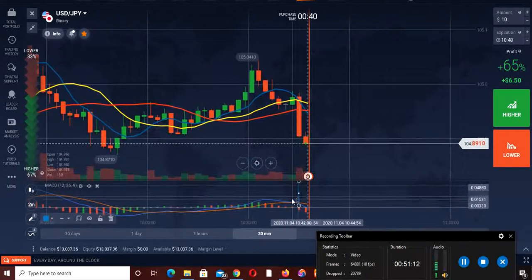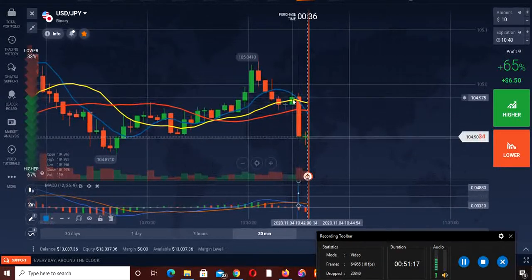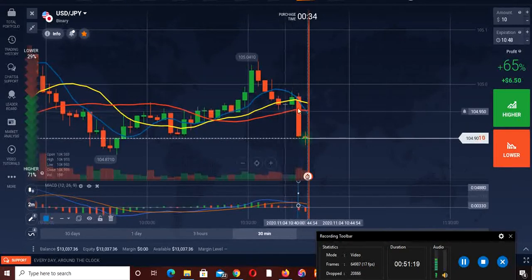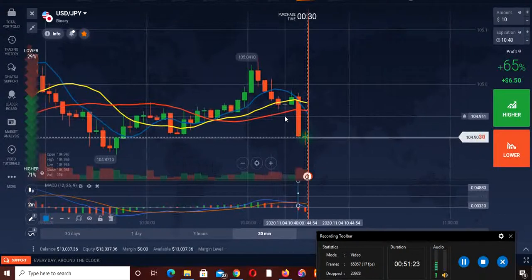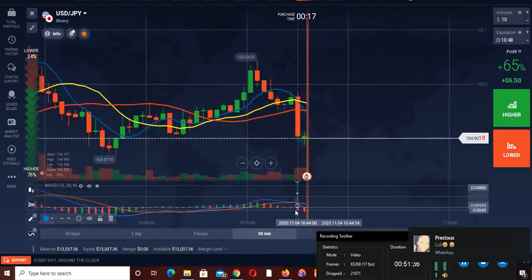So guys, you saw it here already, that the blue is crossing the yellow, and the red is below it. Here you can see that the red became smaller and smaller, and here it crosses back, which means you have to sell.